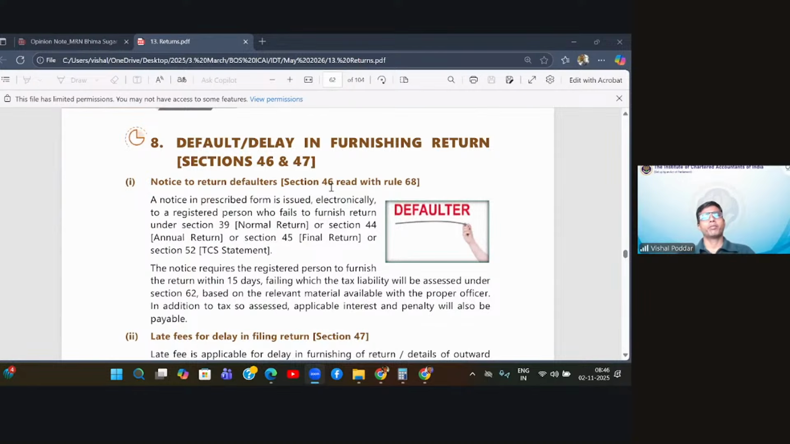Continue. What is the default in furnishing returns? Default: delay in furnishing return, Section 46 and Section 47. Notice to return defaulters, Section 46, read with Rule 68. A notice in the prescribed form is issued electronically to a registered person who fails to furnish a return under Section 39 normal return, or Section 44 annual return, or Section 45 final return, or Section 52 TCS statement. The notice requires the registered person to furnish the return within 15 days, failing which the tax liability will be assessed under Section 62 based on the relevant material available with the proper officer. In addition to the tax so assessed, applicable interest and penalty will also be payable.